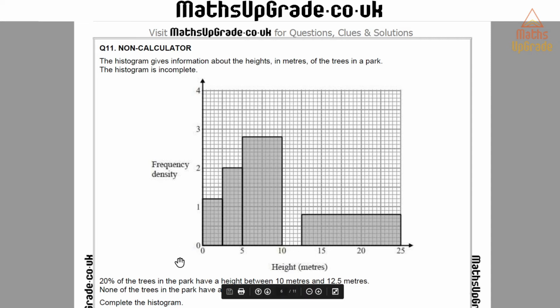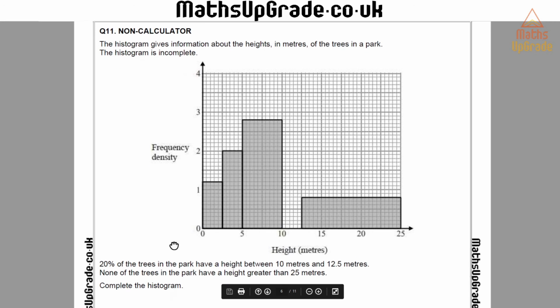20% of the trees in the park have got a height between 10 and 12.5. So that's representing this width here. None of the trees have got a height greater than 25, so there's no information missing on this side. And clearly there'll be no information missing here, since you can't have a negative height. Complete the histogram. Remember, a histogram gives us the frequency from the area of each bar.